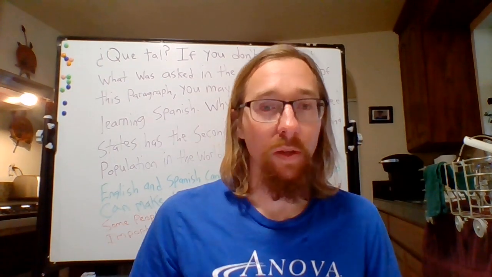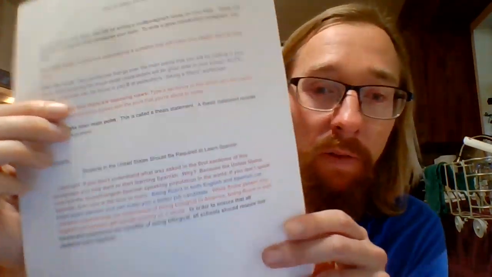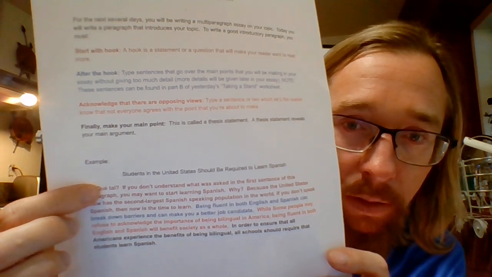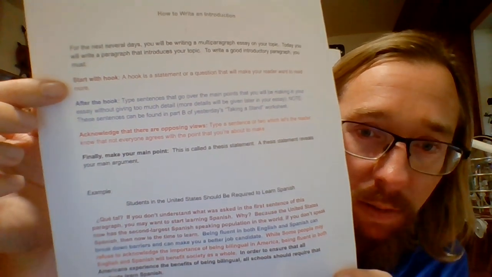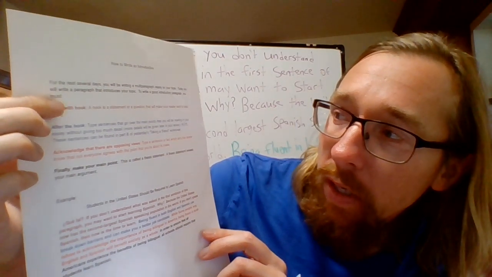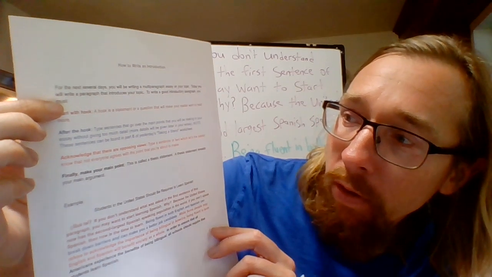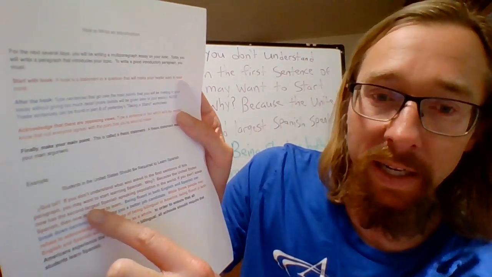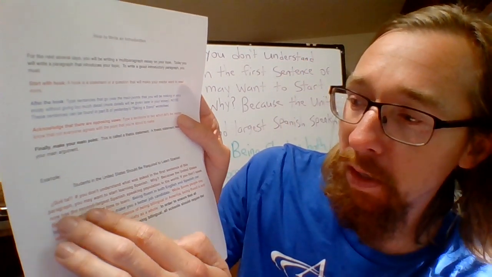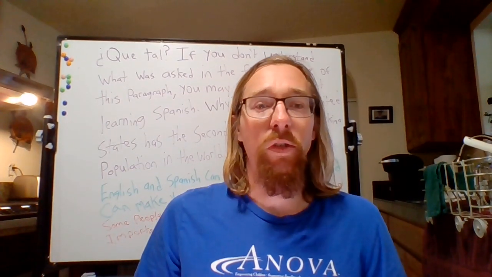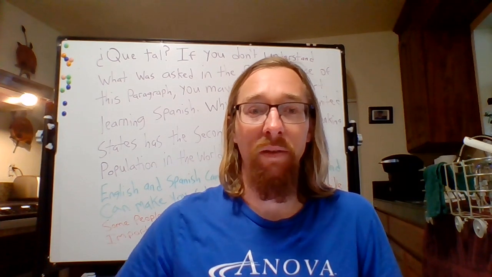So, for my introduction, I started off with what's called a hook, and I wrote it in this sort of burgundy color here. And then at the top of the paper, I explain what I mean by start with a hook. So, a hook is a statement or a question that will make your reader want to read more. You hook your reader in with this statement. And I sort of made a longer hook than I typically make, but the whole intention of the very beginning of this paragraph is to make the reader interested in what I'm about to say.